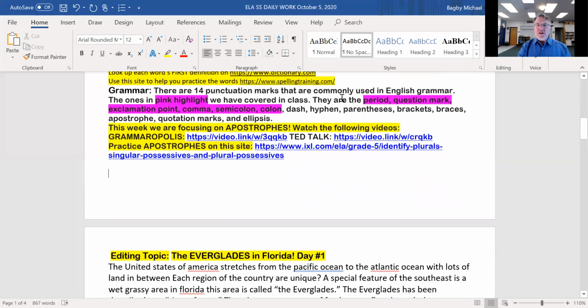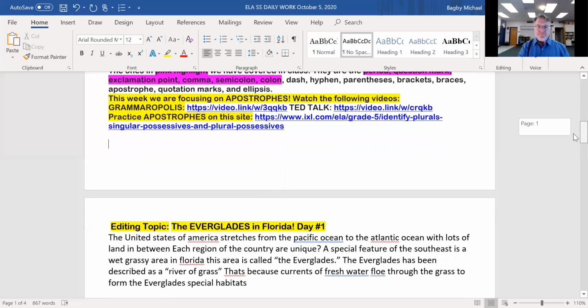There are 14 punctuation marks that are commonly used in English grammar. The ones in pink highlight we've touched on already: period, question mark, exclamation point, comma, semicolon, colon, and you have a bunch of rest. Today and tomorrow, and probably Wednesday too, we'll be focusing on apostrophes. There's a great fun video from Grammaropolis, and then a really wonderful explanation about how apostrophes work from a TED Talk. Then you have a practice site to practice plural and singular possessives using apostrophes.